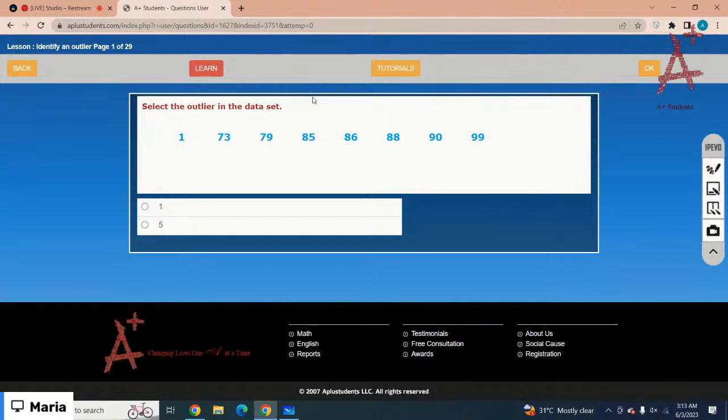You can see here all the numbers are two digit. You have just one, and one is a very small number. All of them are from 73 to 99. Got it? And one is much smaller than 73 and 99. So, one is the outlier here. Got it? It is an extreme low value.